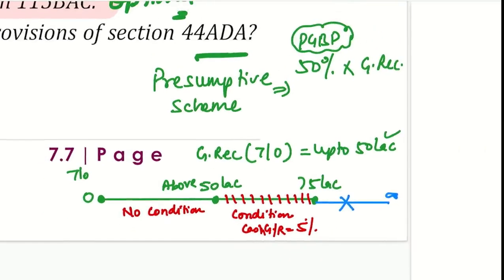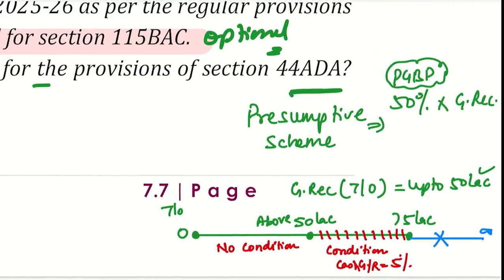Please make a note somewhere. So 44AD is the presumptive scheme, and let me know once done. Let me know once done. Got it now? Very good.